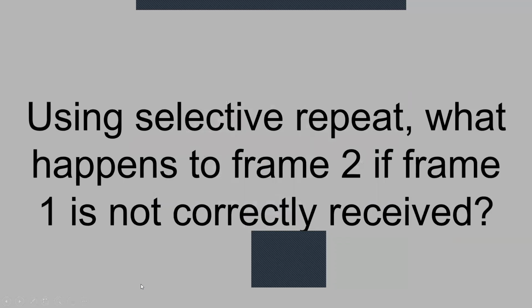So my question is, using selective repeat, what happens to frame 2 if frame 1 is not correctly received? The answer is that frame 2 is held and buffered until frame 1 is correctly resent.